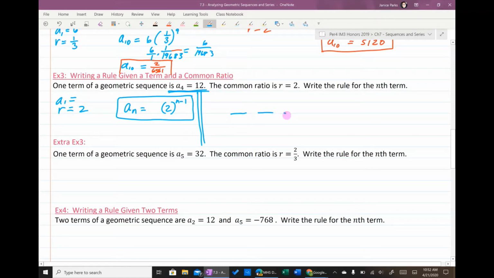1, 2, 3, 4. And unlike the arithmetic where I just put random dashes, I'm going to actually put all 4 of them. I'm going to count them out, as many as they give me. So the fourth term is 12. And since r is 2, for the geometric ones, instead of doing a formula, it's just easier to write them out and figure out your way back. Since r is 2, that means that from here to here, they're multiplying by 2, multiplying by 2, multiplying by 2.